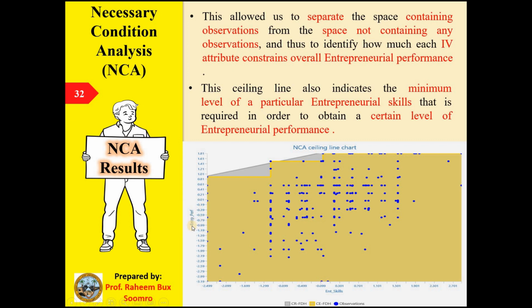So this is independent performance, and here the IV is our independent skill. As there are 4 IVs, you will find 4 charts, separately for every IDV. This ceiling line also indicates the minimum level of the particular independent skill that is required in order to obtain a certain level of independent performance. That is also being shown through this one.